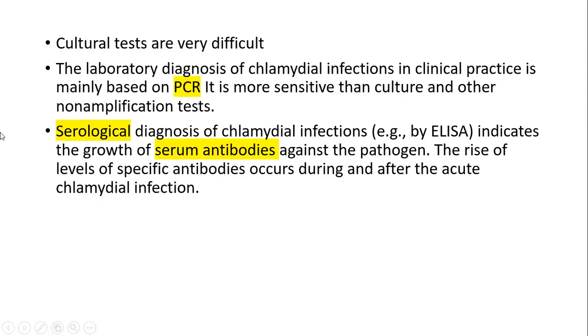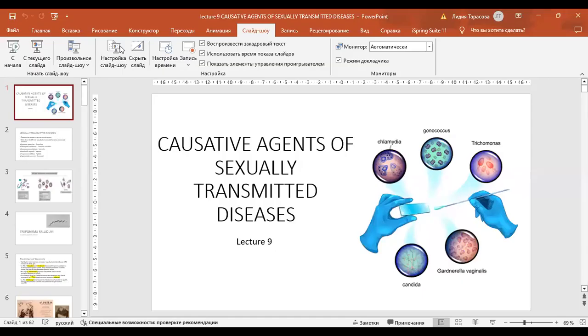Cultural tests are very difficult, that's why they are not applied. The laboratory diagnosis of chlamydial infection in clinical practice is mainly based on PCR. It is more sensitive than culture and other non-amplification tests. Serological diagnosis of chlamydial infection by ELISA indicates the growth of serum antibodies against the pathogen. The rise of levels of specific antibody occurs during and after the acute chlamydial infection.